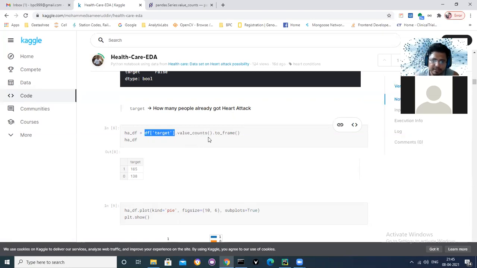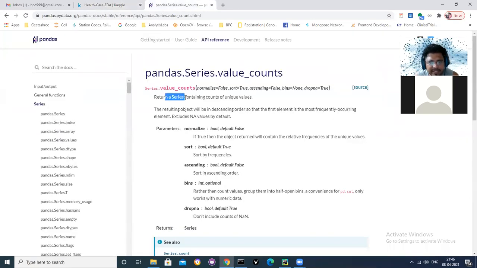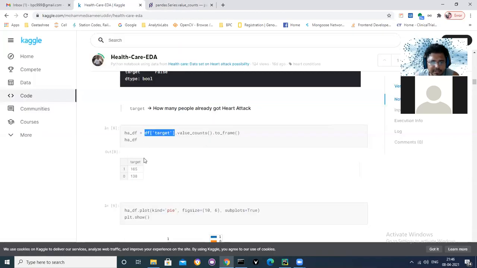Okay. So here value counts, how many types are there? 2 types are there, either 1 or 0. Either you got a heart attack or you did not get a heart attack. Okay. So value counts returns another series which contains the counts of the unique values. And the unique values are 0 and 1. And the count is 165 and 138. Now up to here we are done.